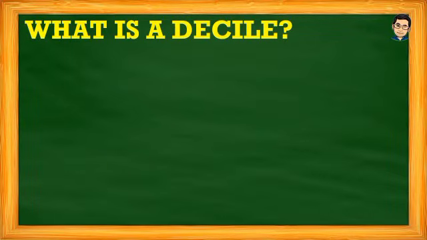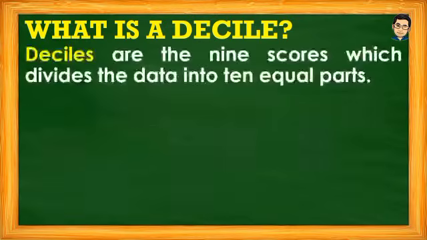So let us begin with defining what is a decile. So anong pinagkaiba ng decile sa quartile? Okay, so when we say deciles, these are the 9 scores which divides the data into 10 equal parts. So doon pala makikita mo na ang pagkakaiba ng deciles and quartiles. So kapag quartiles, it divides the data into 4 equal parts, and then there are only 3 scores that divides the data in terms of quartiles. In deciles, there are 9 scores.